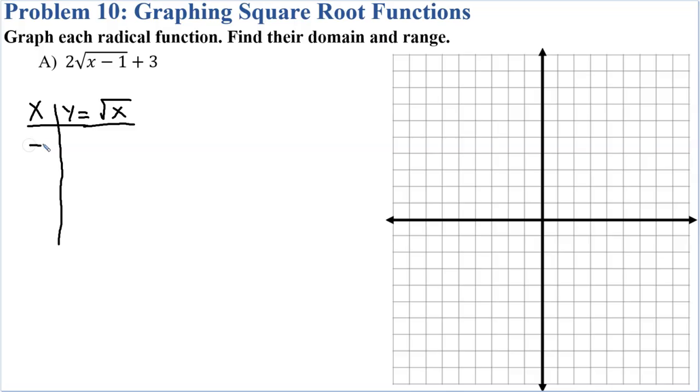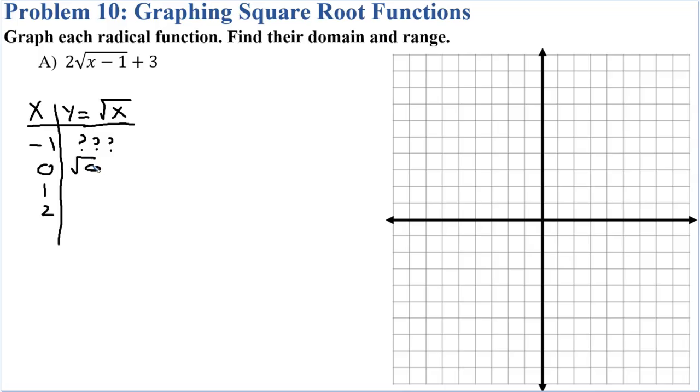Now, usually what we'll do is plot some negative numbers. We'll plot 0, we'll plot 1, we'll plot 2. Let's see what happens with this. Starting off negative, I can't take the square root of a negative number, so that's undefined. Let's throw some question marks. I'm not going to have a point at x equals negative 1.